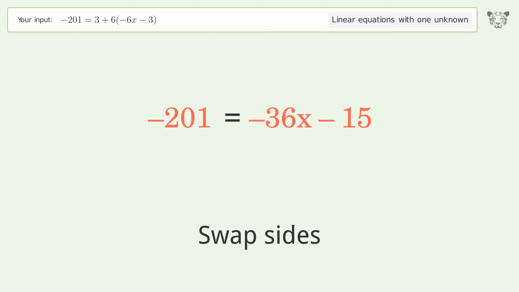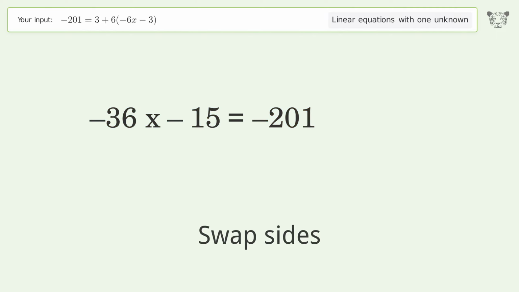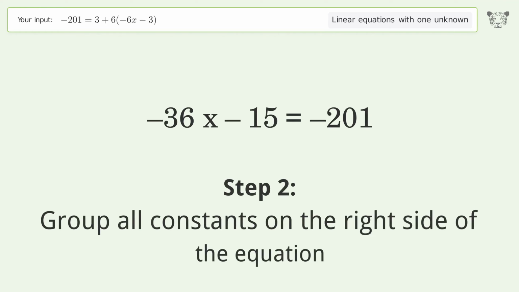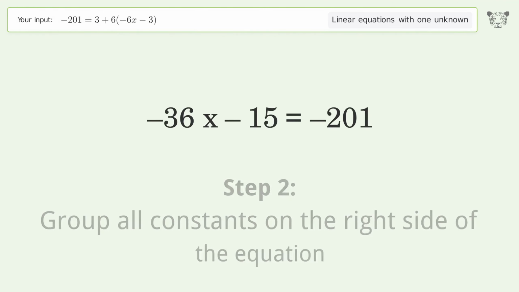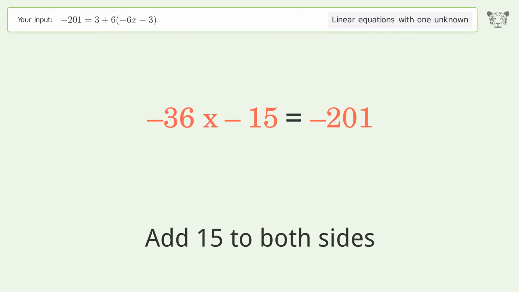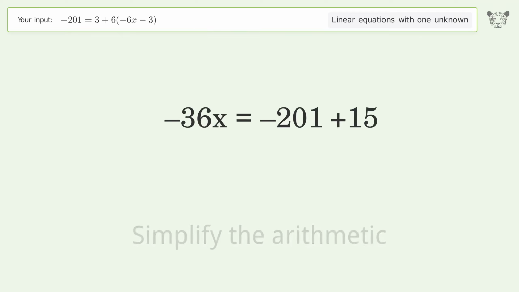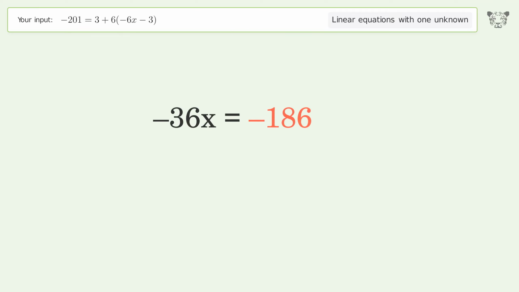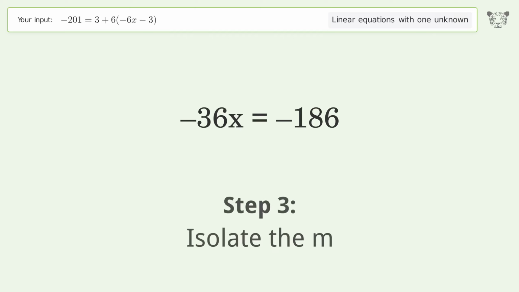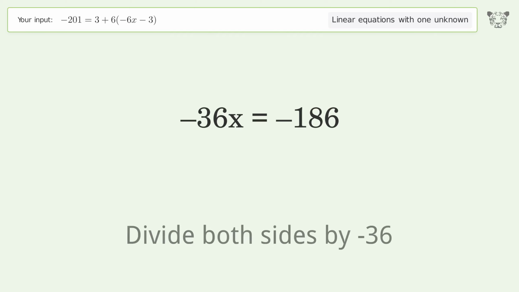Swap sides. Group all constants on the right side of the equation. Add 15 to both sides. Simplify the arithmetic. Isolate the m. Divide both sides by -36.